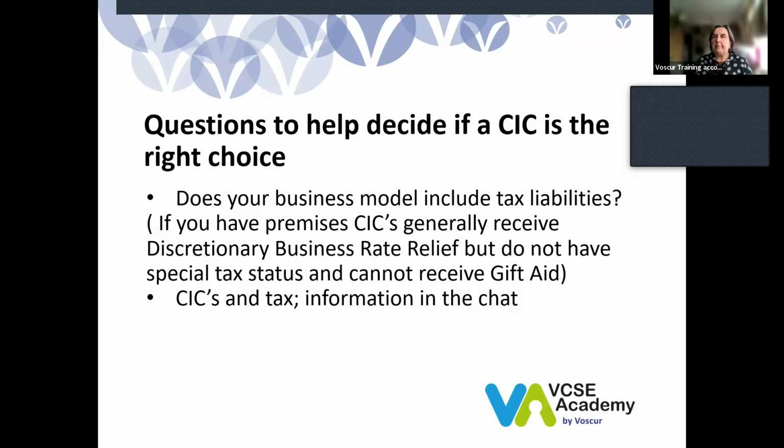And it's just a little NB, but it could be useful. Usually CICs, if you have premises, receive discretionary business rate relief, but they don't have charitable tax status, and a CIC can't receive Gift Aid. A CIC can receive donations, but you can't claim the tax back on those donations. We have information about CICs and tax. I'll share that in the chat, but I'll also include the link on the slides for later.